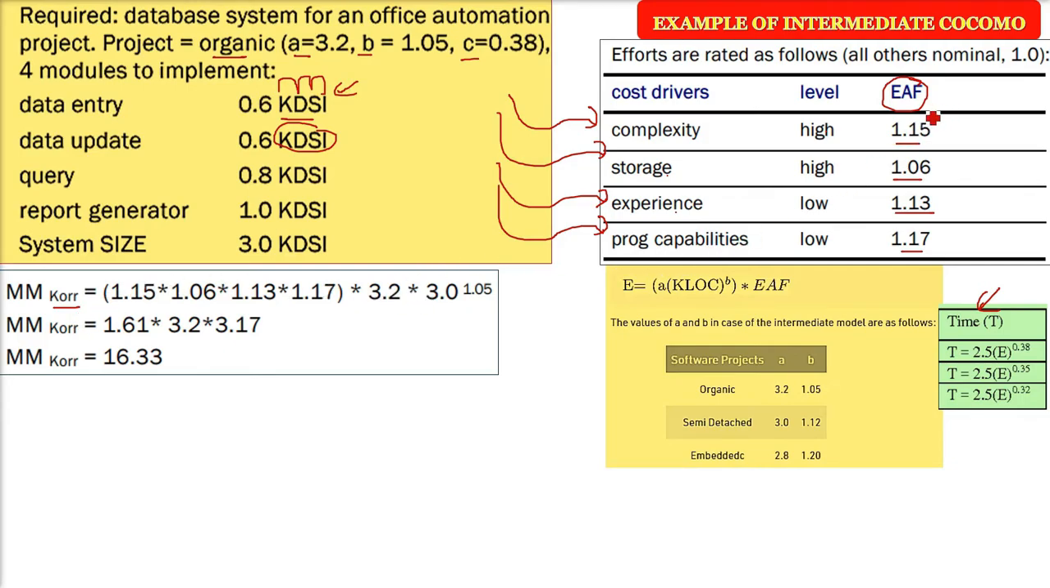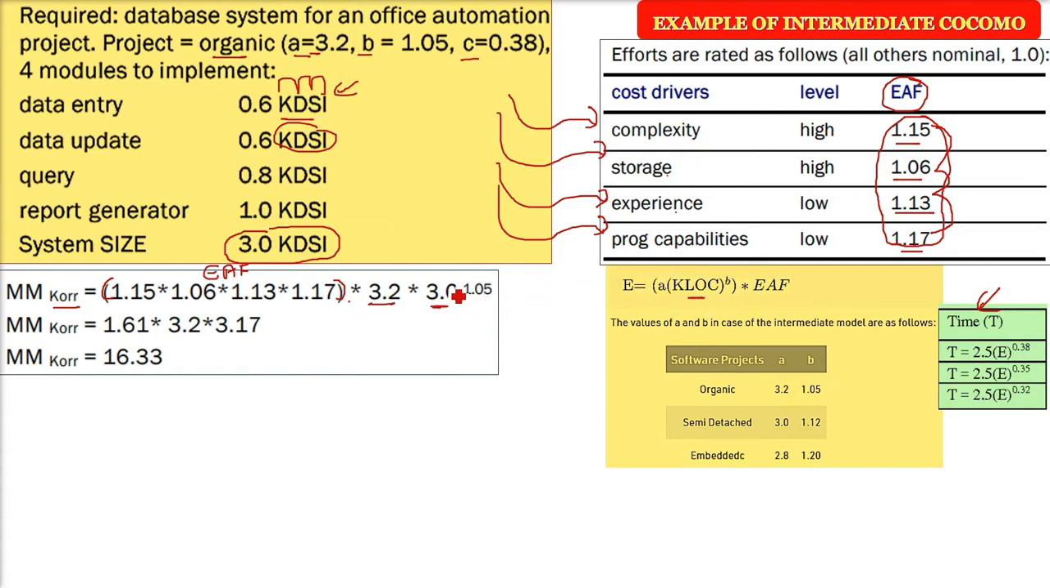Now these are the EAF values. What you have to do is take them and multiply all of them together, then use the expression. So EAF is already used. Now you put A here. Multiplying all of these comes to 1.61. A is 3.2, which is given in the question, and in the table also A is 3.2 for organic. What is the kilo line of code? The system size is 3 KDSI, so whether KDSI or KLOC, you put 3 here.